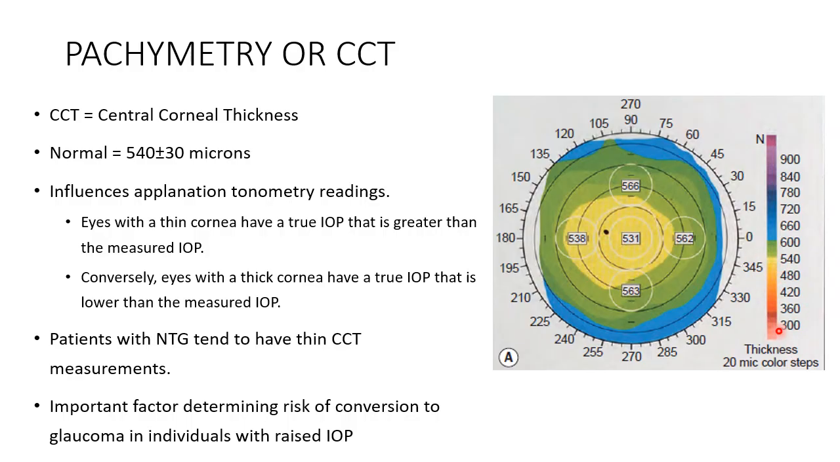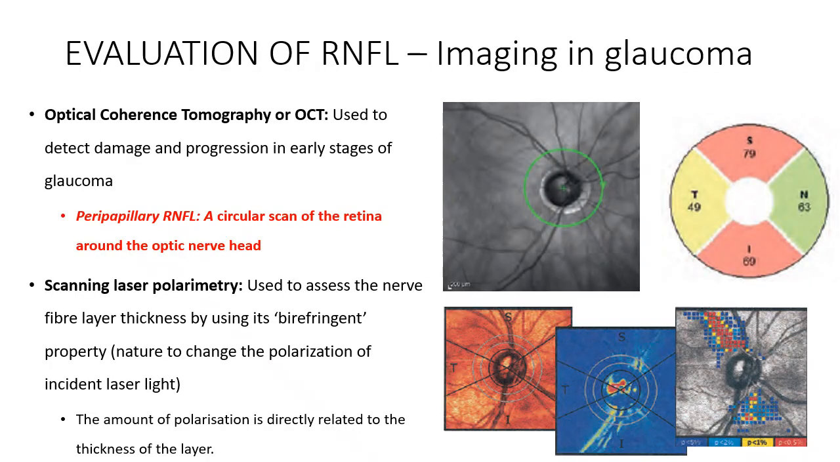The red is the danger sign, thinner to thick. This is how it proceeds. The cooler colors indicate thicker cornea and the warmer colors indicate thin cornea. So 531 is pretty okay. Patients with NTG, now NTG we'll discuss in a little while, is normal tension glaucoma. These patients tend to have thin CCT measurements, and it's an important factor in determining the risk of conversion to glaucoma in individuals with raised IOP.